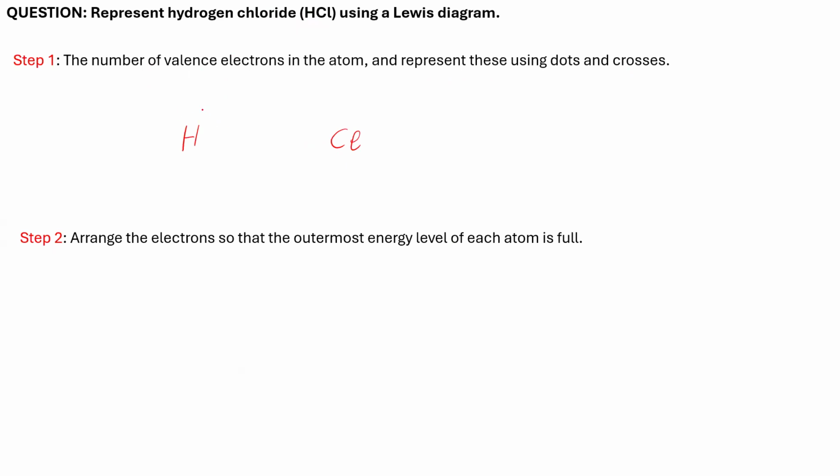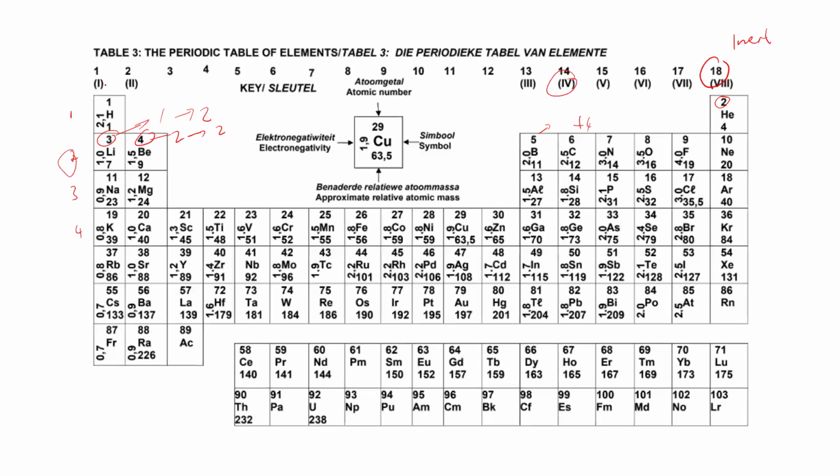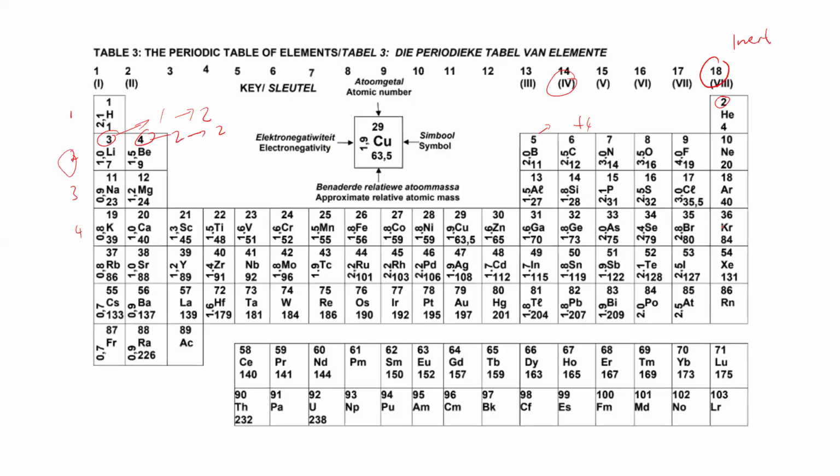So we want the number of valence electrons for each atom. So hydrogen, if you forget, you go back to your periodic table, you can see that hydrogen is in group 1. So how many valence electrons do we have for hydrogen? Definitely it's going to be 1. So we have only 1 valence electron. Then we do the same for chlorine. So chlorine is in group 7.